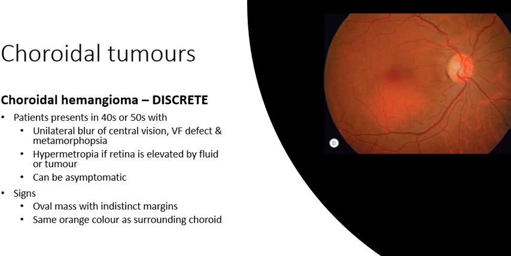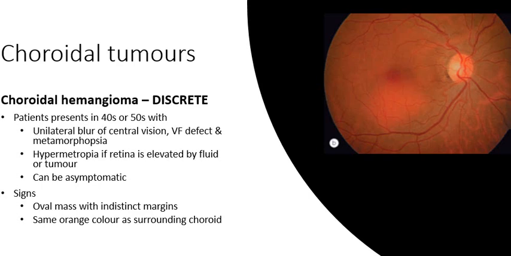Patients will usually come to the clinic in their 40s or 50s, and they'll say that they've got blurry central vision and will present with a central visual field defect and metamorphopsia, which is when you have distortion of straight lines. And they'll also have hypermetropia if the retina is elevated by either fluid or the tumour. Sometimes they can be asymptomatic.